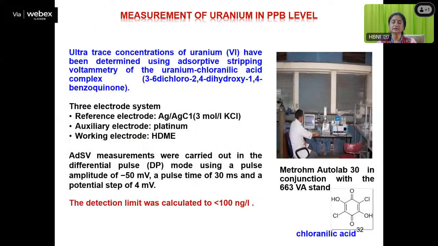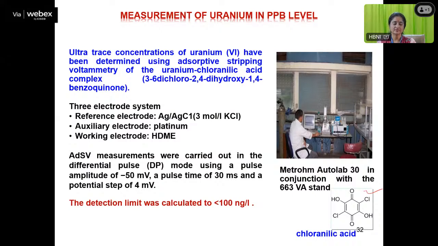One example is the measurement of uranium at the ppb level. For uranium, to bring its deposition potential into an amenable region, it has been complexed with chloroanilic acid. This is the structure of chloroanilic acid. Ultra trace concentrations of uranium-6 have been determined using adsorptive stripping voltammetry of the uranium chloroanilic acid complex. It is a three electrode system: the reference electrode is the silver chloride electrode, the auxiliary electrode is platinum, and the working electrode is the hanging drop mercury electrode.